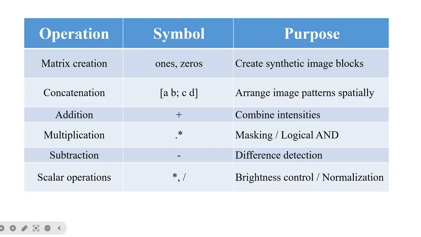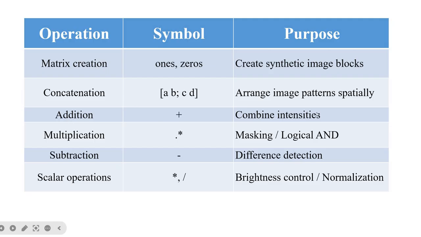Now these are the operations and the symbols. For matrix creation, we'll use ones and zeros. Here our purpose is to create synthetic image blocks. For concatenation, we'll use such commands, which arrange image patterns spatially. Then you have addition, multiplication, subtraction, and scalar operations.